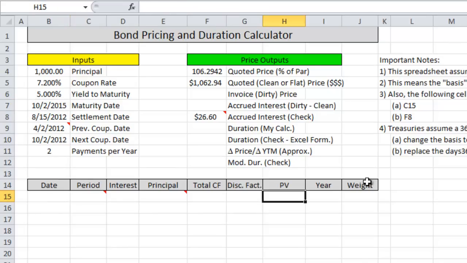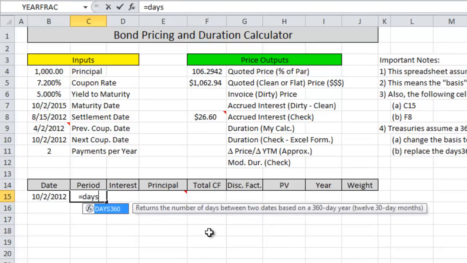Let's just do the first row, however, and the first row is very, very straightforward. The date is just going to be the next coupon date, which we already have, so we can just link straight to that. We need to know how long that period represents. In other words, if the settlement date is August 15th and we're going to get the first coupon on October 2nd, that means we need to discount back whatever cash flows we get on October 2nd back to August 15th. So what percentage of a full coupon period does that represent?